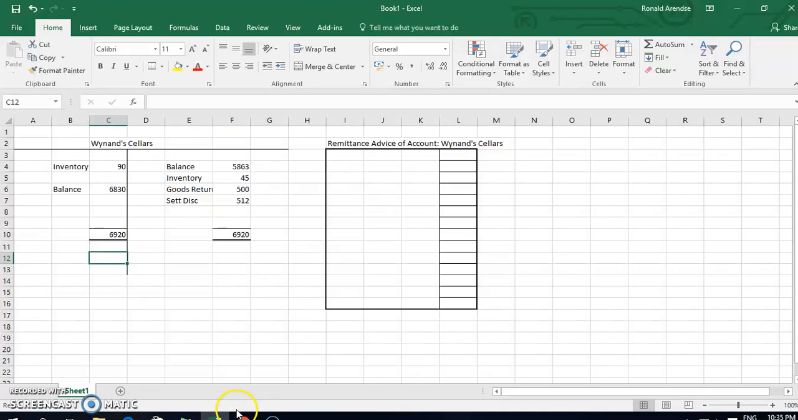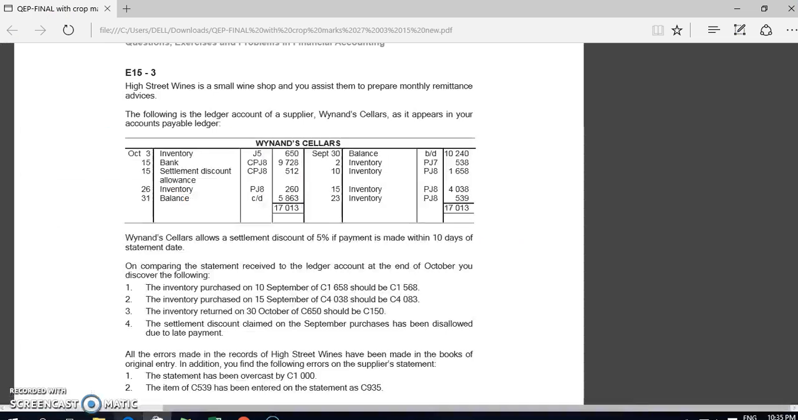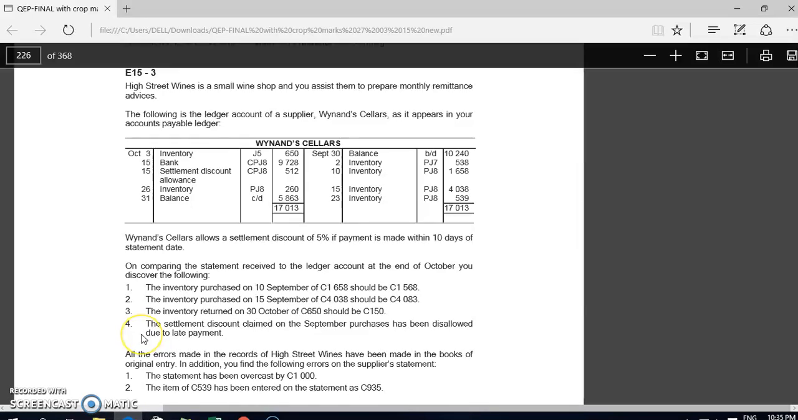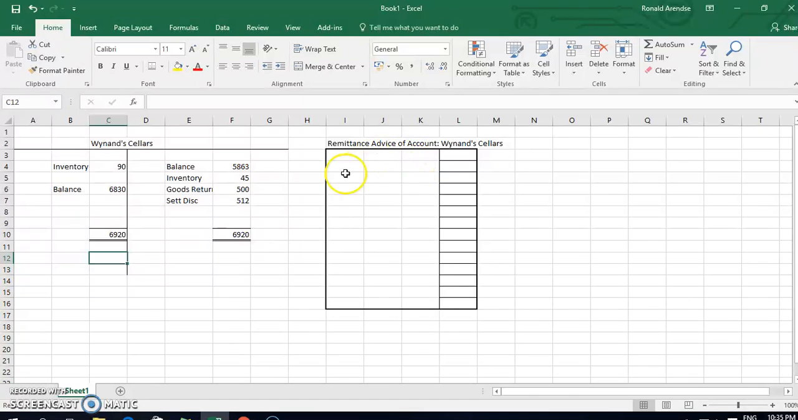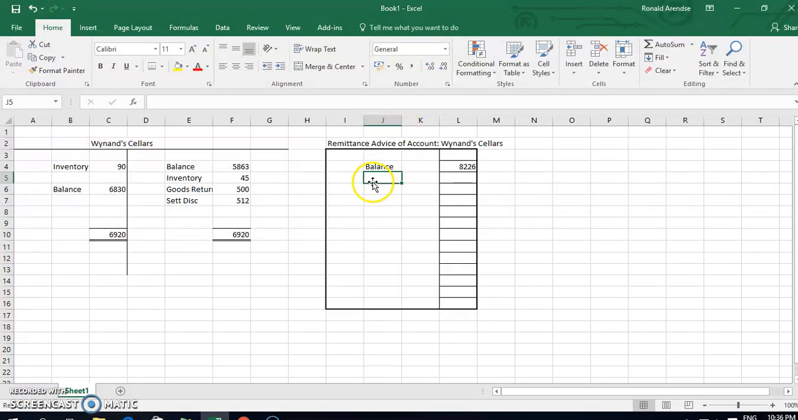Now we go to the remittance advice, and it says in the remittance advice that the balance of the remittance advice is 8226. So we start with the balance of 8226, right? Then the first one says that the statement was overcast. So what do we have to do? We have to deduct. So we had an overcast. We deduct 1000. You can put it within brackets. I'm putting the minus sign in front.